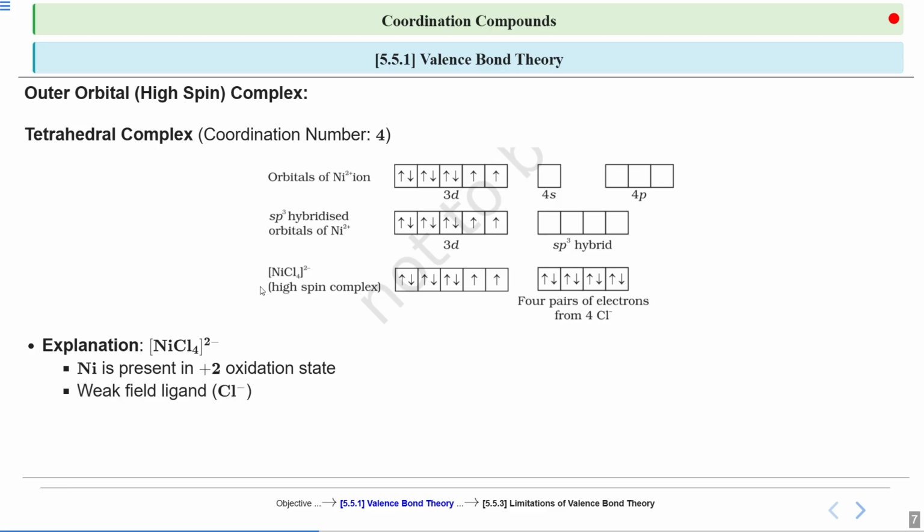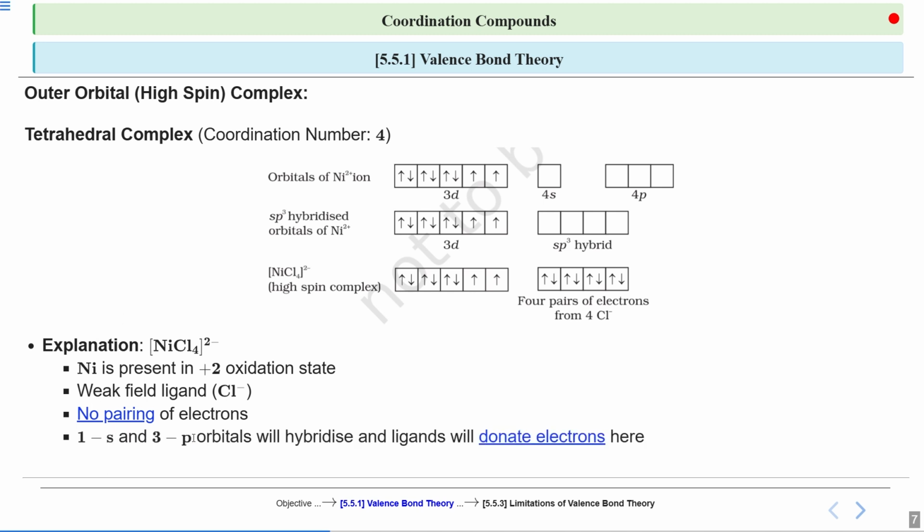Now here we focus on the ligand. In this complex, the ligand is a weak field ligand, which is chloride ion. Now chloride ion is a weak field ligand, so that means no pairing of electrons is going to happen. So the unpaired electrons present in the 3d8 configuration are going to remain unpaired, and the 4s and the 4p are going to undergo hybridization to give us an sp3 hybrid orbital for the electron occupation by the 4 chloride ions approaching the nickel.